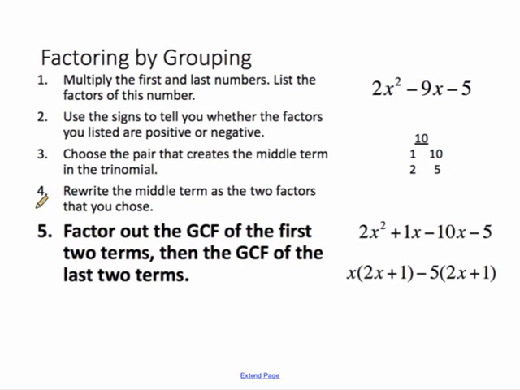Next, you're going to factor out the greatest common factor of the first two terms, then factor out the greatest common factor of the last two terms. When I do this, draw a line right here, and we look at the left side. What is the greatest common factor? We factor out an x because that is the GCF. On the right side, negative 5 is the greatest common factor, so we factor out negative 5.